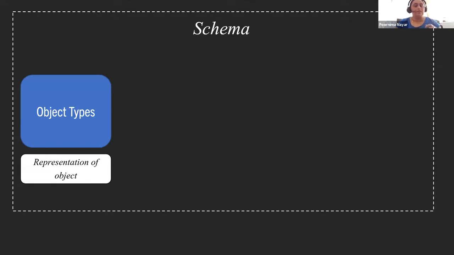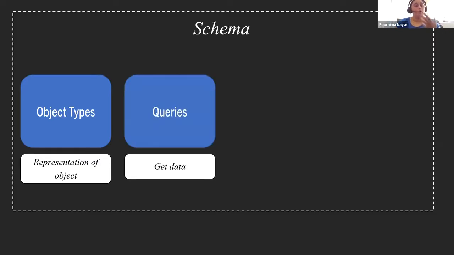So the first type is the object types, which is a representation of the object that you can ask for from your API. So in my demo today, you will have a course object and a student object. So these are object types, and you can ask for the information about them. You can change details about them. So they are all object types. Then you have your operation types.